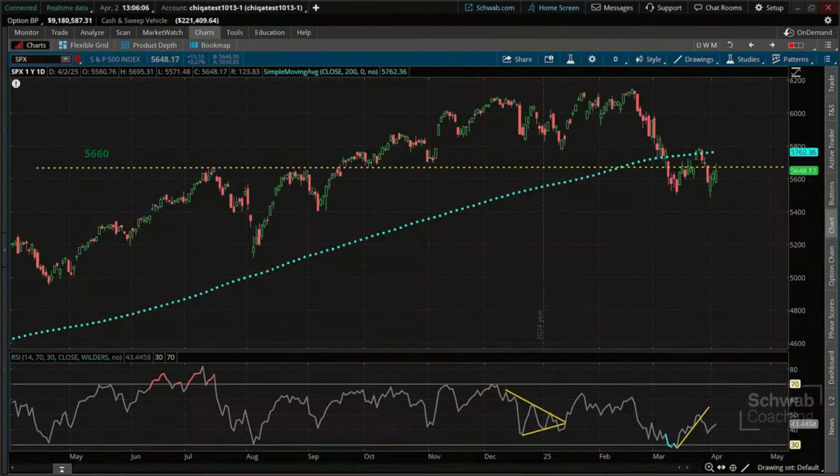Now, of course, the situation with the tariffs, trying to equalize the tariffs around the world, I'm wondering if some of that has not already been priced into the market. What do you guys think? Has it been priced in? It may have been priced in already. We don't know. We do know that we've been holding this support level down here, which is interesting.